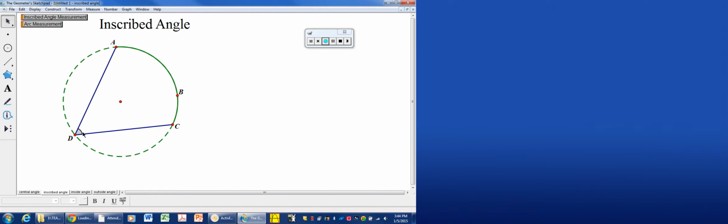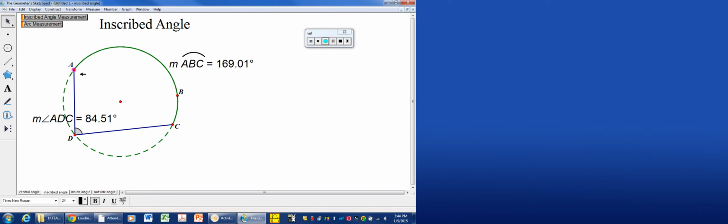So here we have an inscribed angle, an angle formed by two chords on the circle. Here's the arc. This arc is 119 degrees, and here is your angle, 59.54 degrees. So, how do you think that relates? Let's make it nice and even. So here we have about 88 degrees and 176 degrees. Hopefully you can see a relationship here.